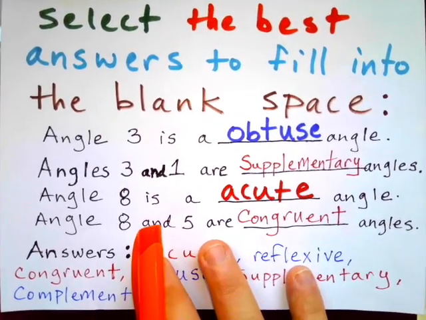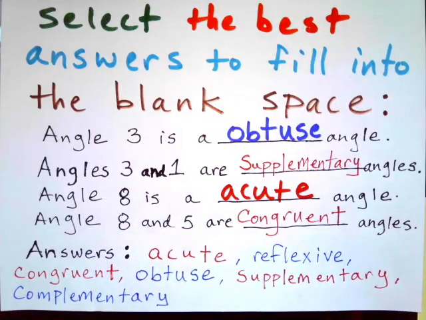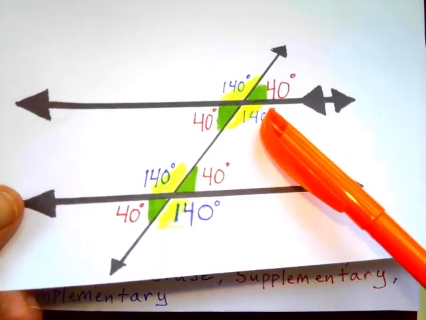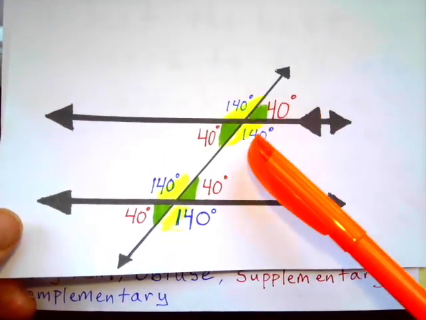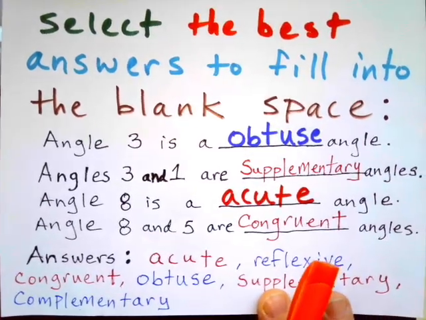All right, no, I can't get rid of the shaking. Angles 3 and 1 are supplementary, right? Angles 3 and angle 1 are supplementary. They would add up to 180 degrees. They are supplementary.